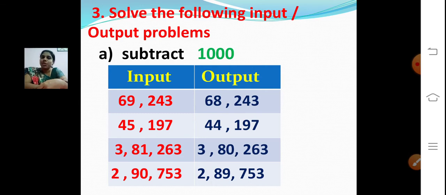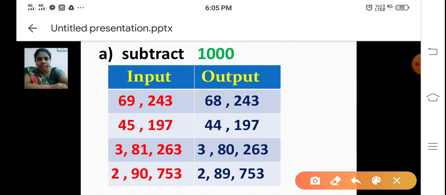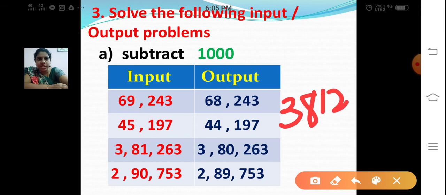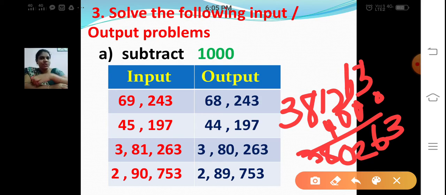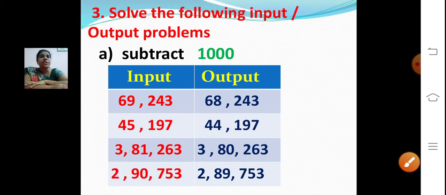Next one. My input is 3,81,263. You're going to subtract 1,000 from 3,81,263, isn't it? What number do I have in the thousands place? 1. Reduce 1,000. What will be my answer? 3,80,000. Before it was 81,000. If you're reducing 1,000, 3,80,263. 3 minus 0, 3. 6 minus 0, 6. 2 minus 0, 2. 1 minus 1, 0. 8, 3. So my answer is 3,80,263.